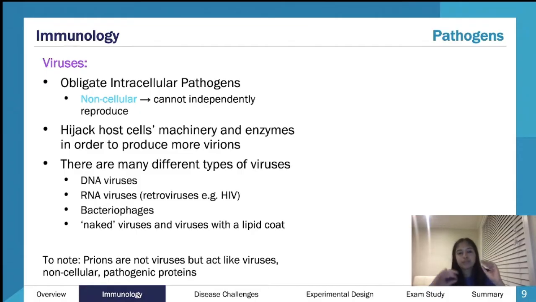It affects the nervous system, so you get some of the neurological disorders. So if you had mad cow's disease and stuff like that, that's the kind of thing you're thinking about with prions.